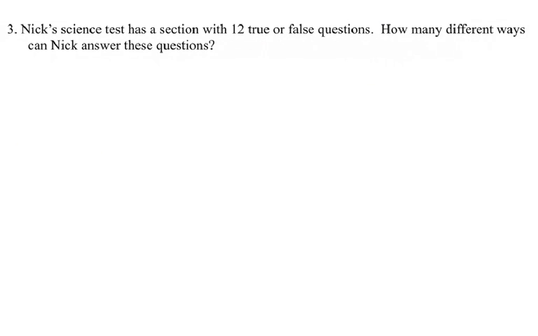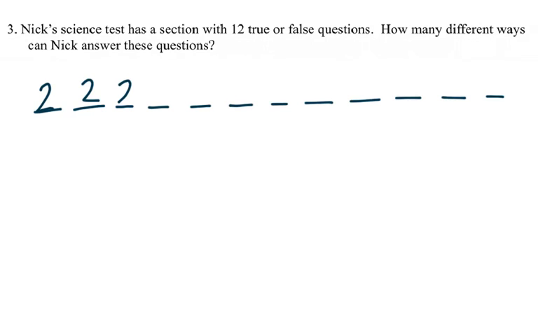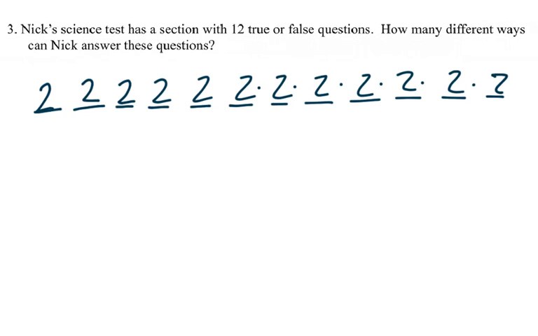Okay, so Nick's science test had a section with 12 true or false questions. So 1, 2, 3, 4, 5, 6, 7, 8, 9, 10, 11, 12. We want to figure out how many different ways Nick can answer those questions. So think about true or false. There's only 2 options. You either pick true or false. For the next question, true or false. True or false. Alright, so now you're going to multiply all of this together, and we get 4,096. There are 4,096 ways that he could have answered that test.